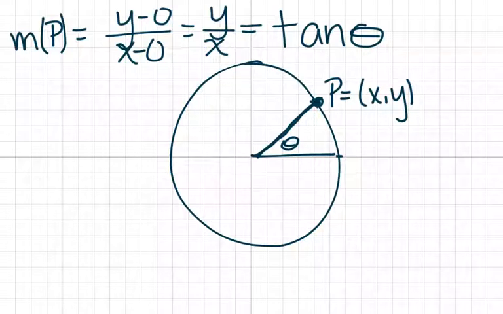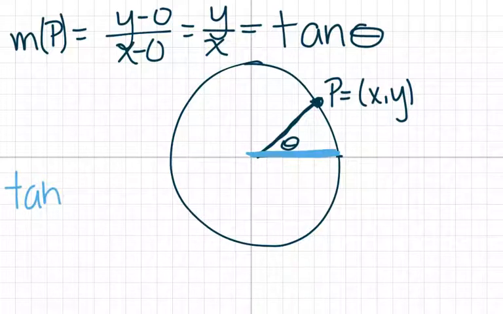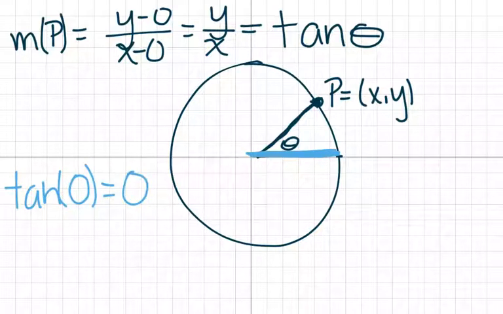So intuitively, the slope of the line when theta is 0 is going to be 0. So the tangent of the angle 0 is 0.